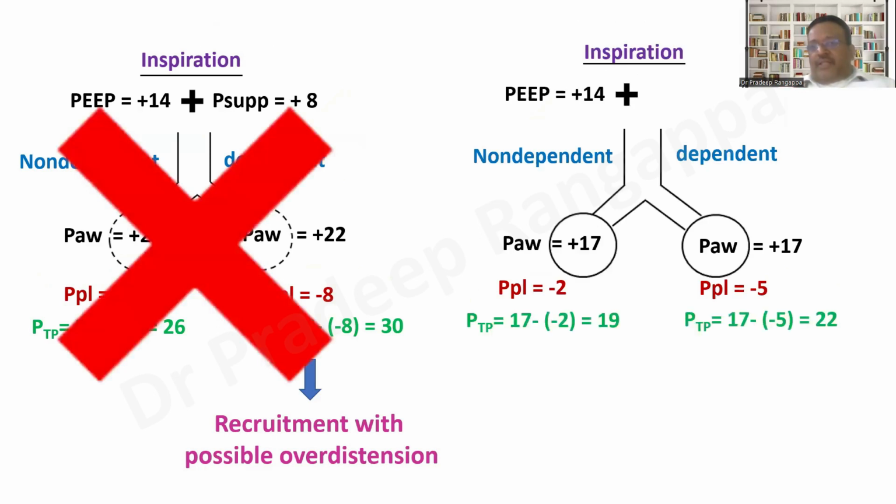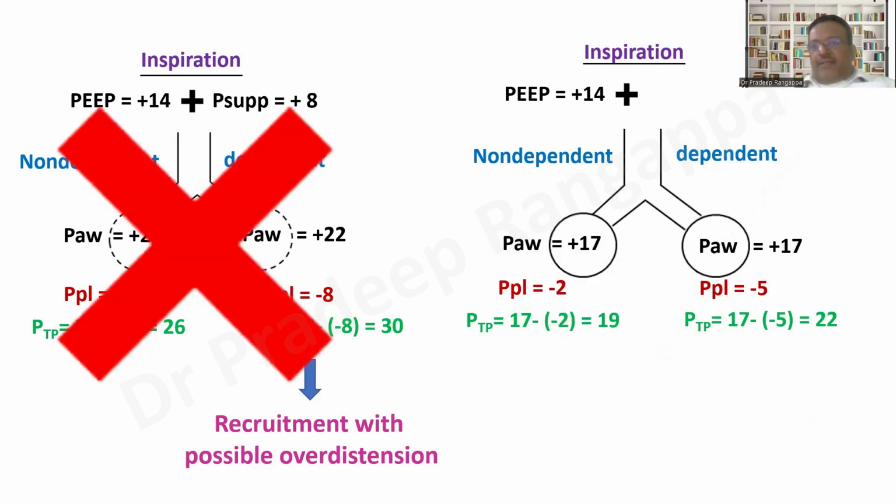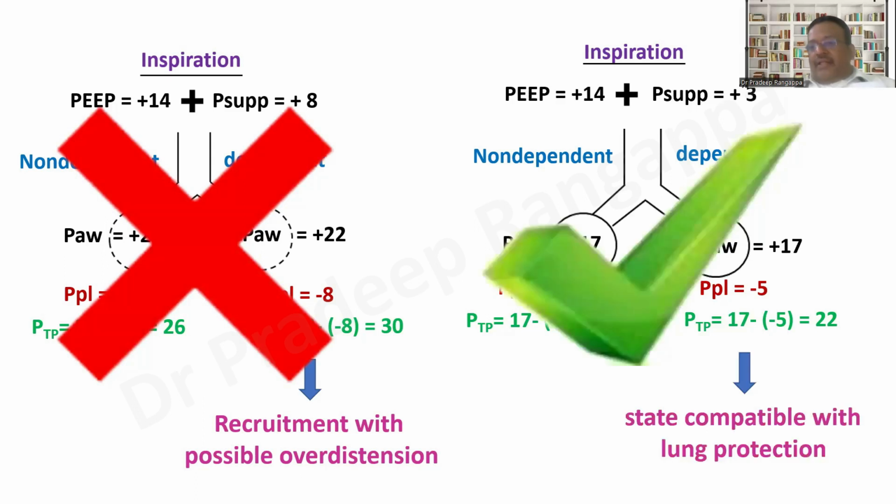But in inspiration, here you look at this situation, you have provided a PEEP of 14, but you have reduced the pressure support by 3. And what happens? Your transpulmonary pressure is 19. On the right it is 22. That is compatible. So the only difference we are seeing here is that by modulating pressure support, you are trying to achieve a state which is compatible with lung protection.